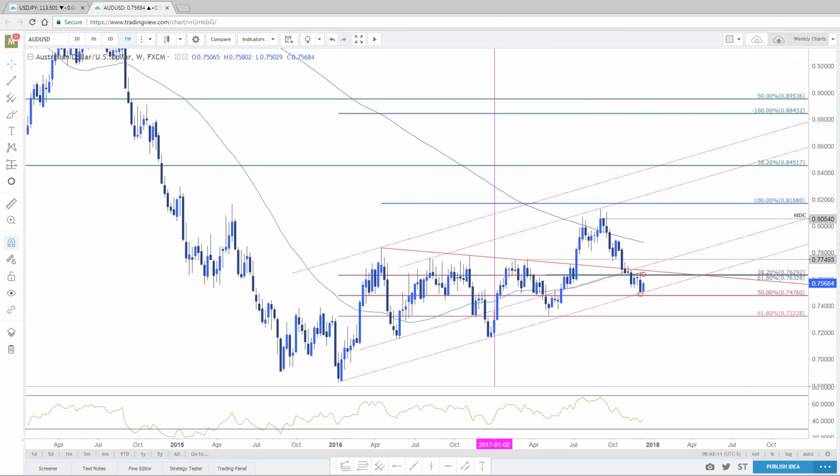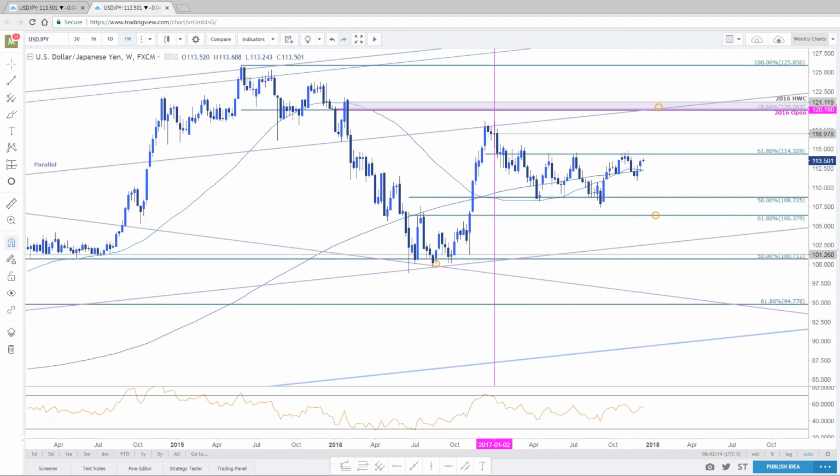You know, try to take it out to basics. Here's the weekly chart, dollar yen. You guys all know how I feel about the abomination.